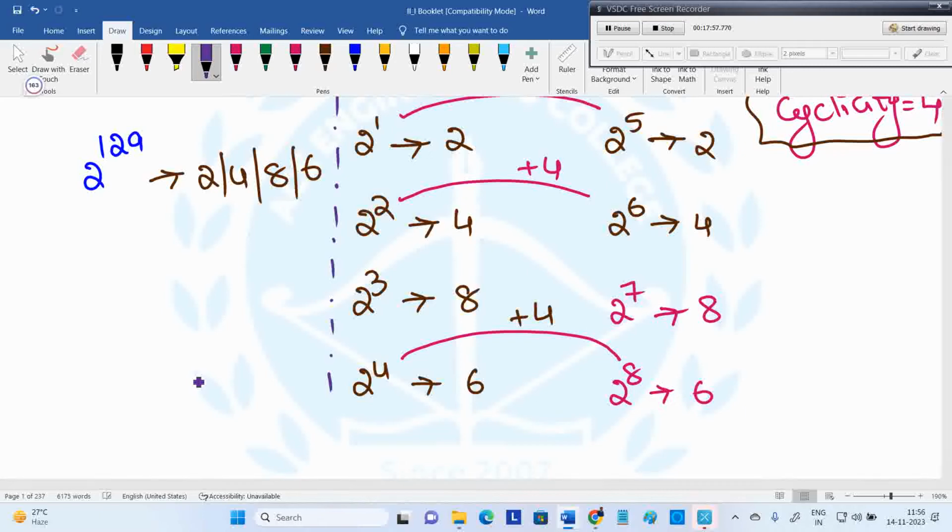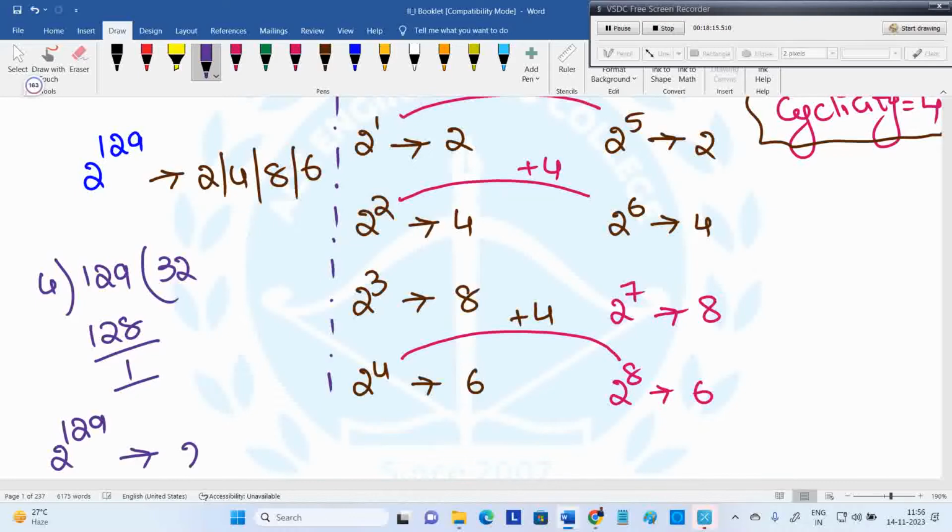Divide the power with 4. See the simple analysis. 4 threes are 12, 4 twos are 8, so 1 is the remainder, right? Everybody see? Divide the power with 4. 1 is the remainder. Then 2 power 129 is like 2 power 1 we have to write.